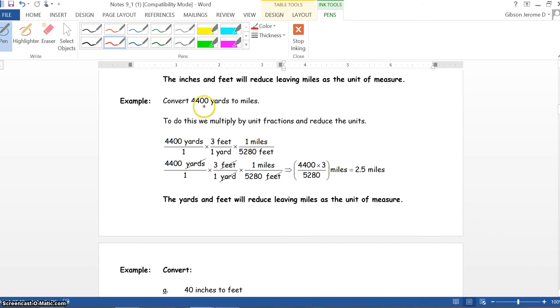Now we want to convert 4,400 yards to miles. To do this, we multiply by unit fractions and reduce the units. So we go from yards to feet and feet to miles. So now we have our yards, 4,400 yards, and it's 3 feet and 1 yard, and it's 1 mile and 5,280 feet. And we cross simplify. And we're left with, after we multiply 4,400 times 3, and then divide that by 5,280, we will be left with 2.5 miles.